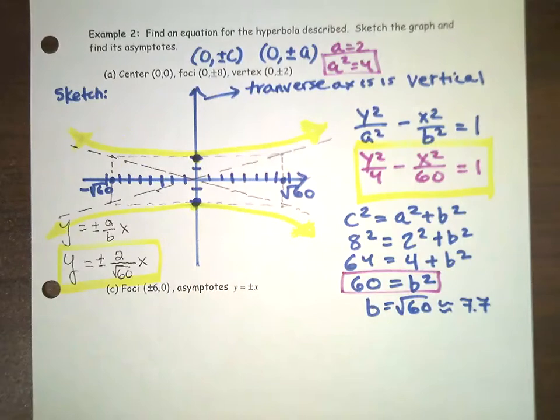So hopefully this isn't too difficult, but it is a matter of just making sure that you know what a and b are, because if you don't know what a and b are, then you can't actually graph the hyperbola or find its equation. All right, let's try another one here.